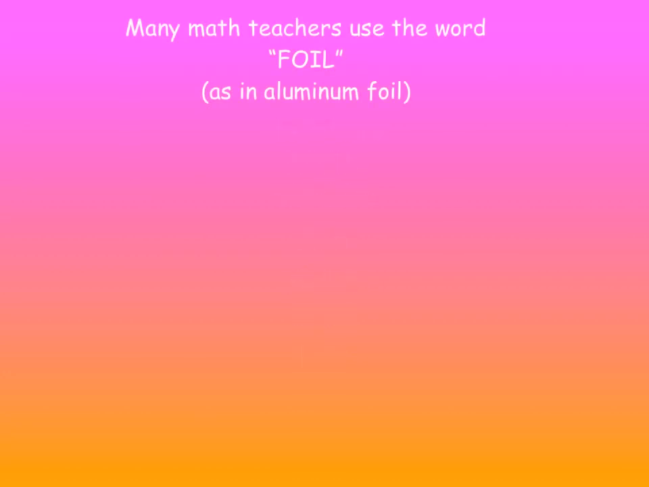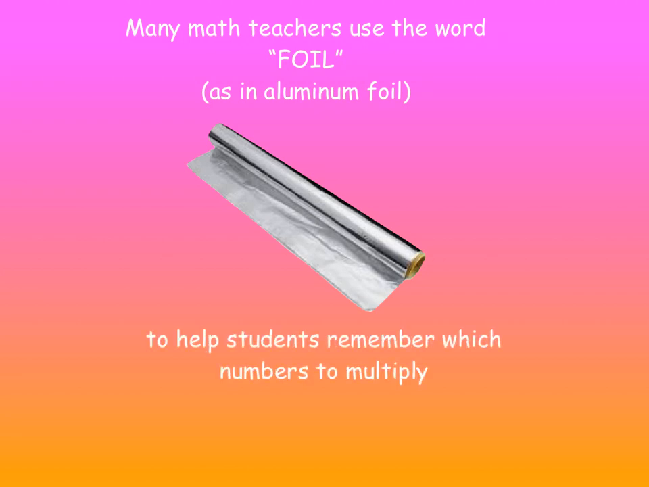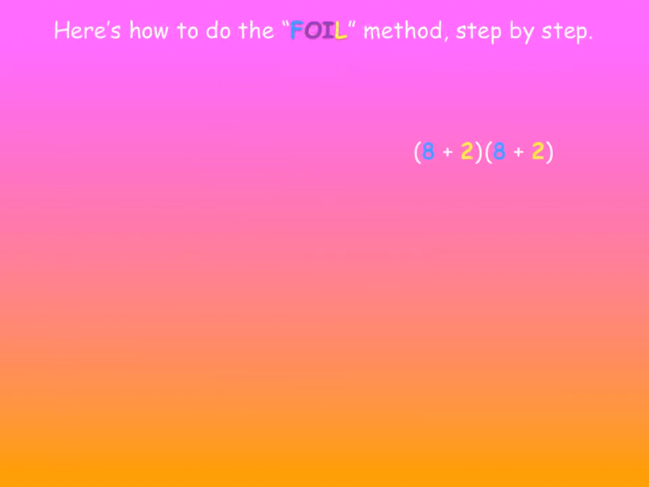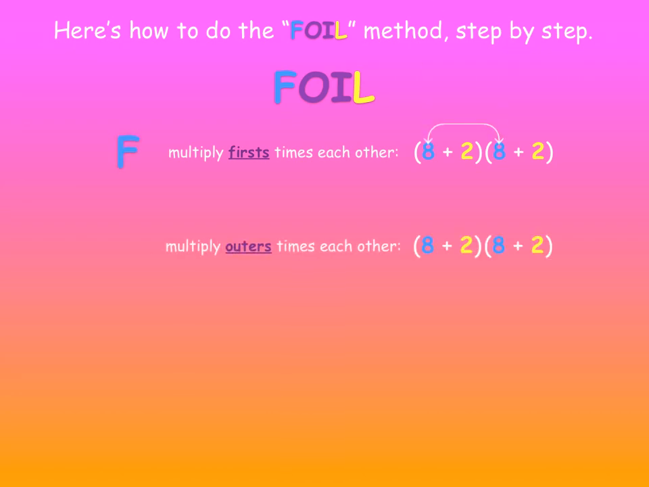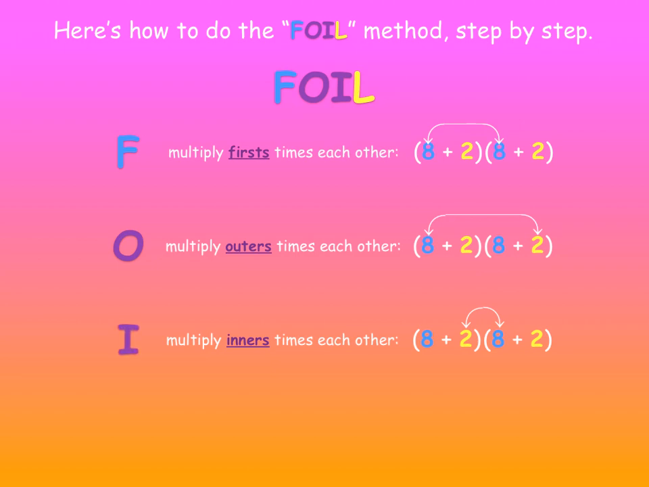Many math teachers use the word foil, as in aluminum foil, to help students remember which numbers to multiply times each other. Here's how to do the FOIL method, step by step. Multiply firsts times each other, then multiply outers times each other, multiply inners times each other, and multiply lasts times each other.